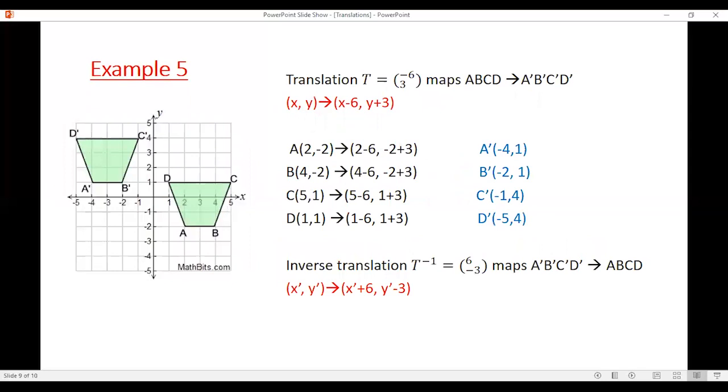Example 5. Let's see the diagram. Is given the trapezoid ABCD. It's also given the translation T with coordinates -6 and 3. This translation maps the trapezoid ABCD into trapezoid A prime, B prime, C prime, D prime, and where all the x and y coordinates become x minus 6, y plus 3.